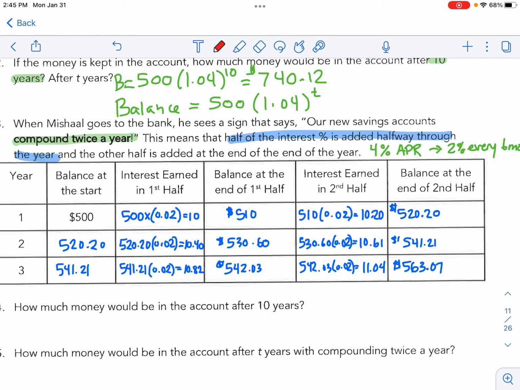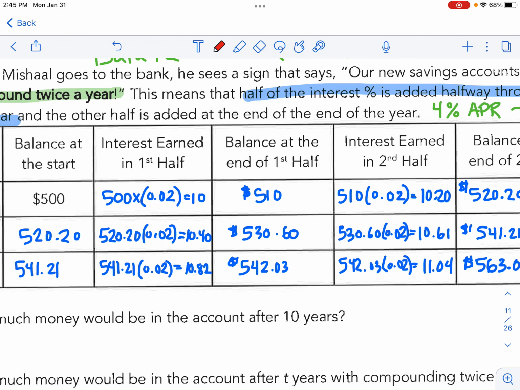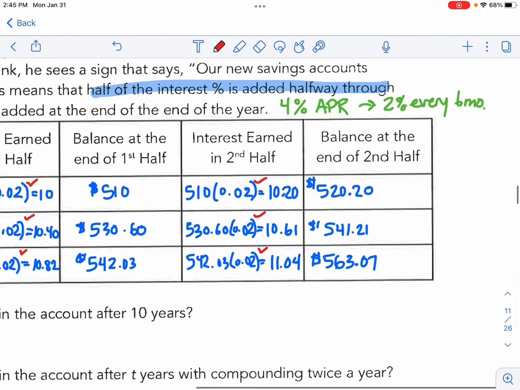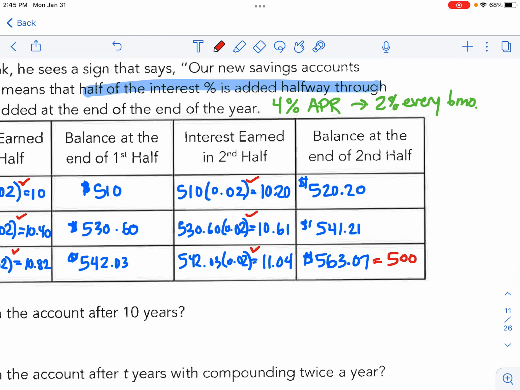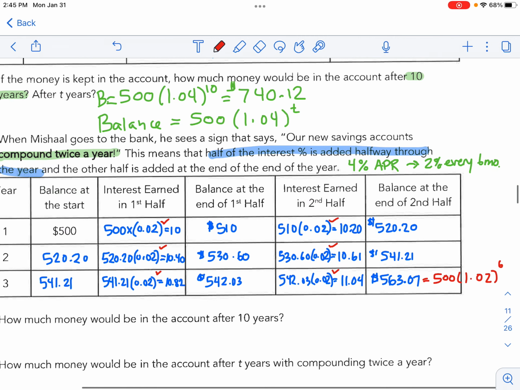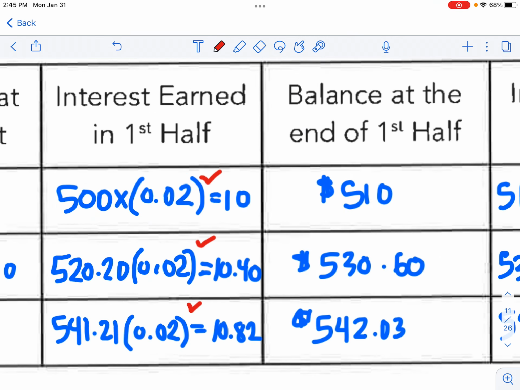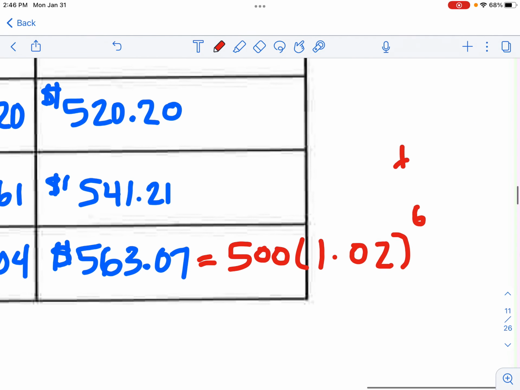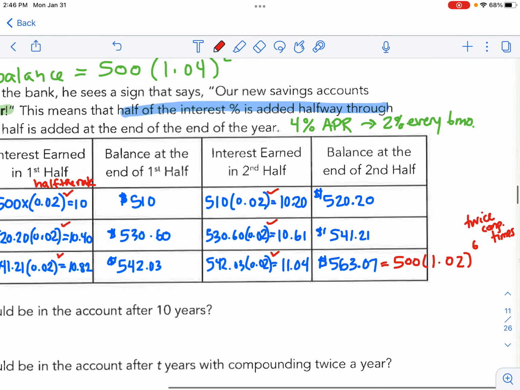So if we follow this back through, we multiplied by our 2% interest 1, 2, 3, 4, 5, 6 times. So this is equal to 500 times 1.02 to the 6th power. If we notice, the 6th power is the fact that we are compounding twice a year, right? So we have half the rate here, but we have twice the compounding times. Not 3, but 6.